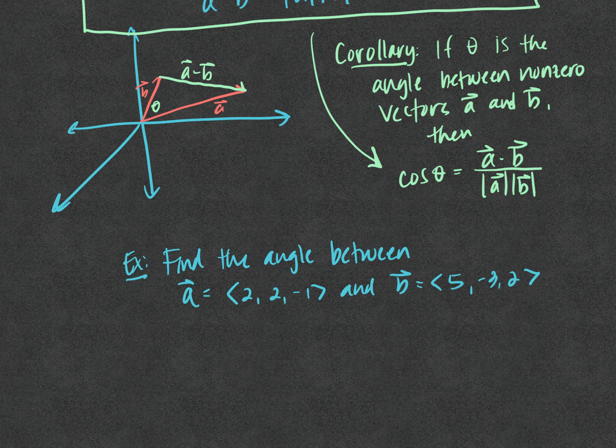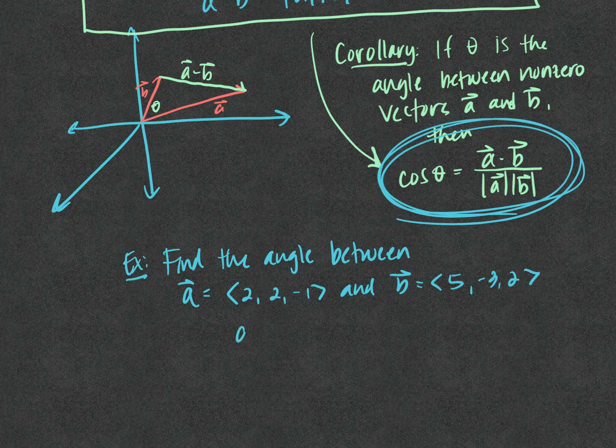Now, in order to find the angle between, we're going to use this formula that we looked at up here. So we're going to use a dot product and the lengths. So let's start with A dot B. A dot B is nice and simple. 2 times 5 is 10. 2 times negative 3 is negative 6. And negative 1 times 2 is negative 2. So 10 minus 6 is 4, minus 2 is 2. So our dot product is 2.